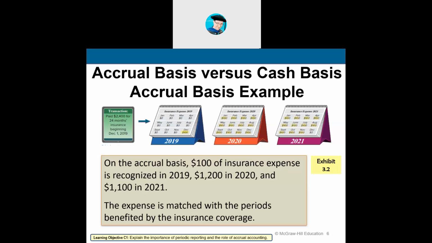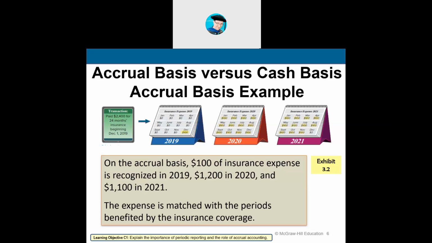Okay, so let's look at this example. At the beginning of 2019, I prepaid insurance for 24 months. That's 2 years. I prepaid insurance for 2 years in the amount of $2,400. I'm prepaying, and that amount covers 2 years worth of insurance. And we started on December 1st, 2019.